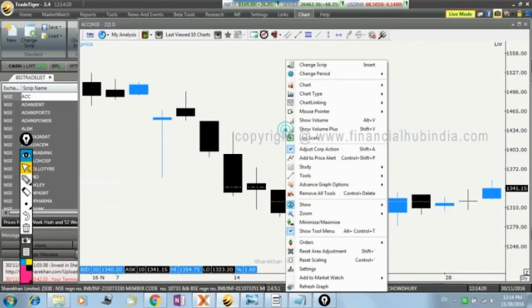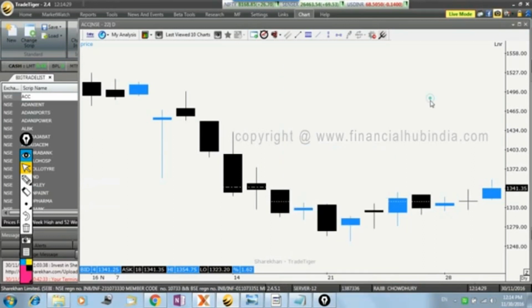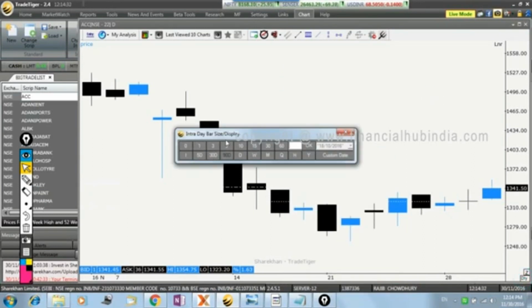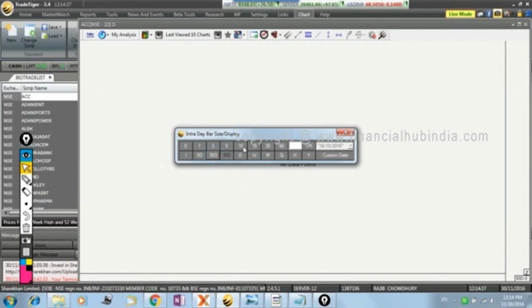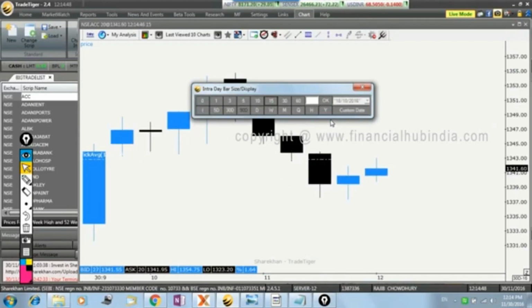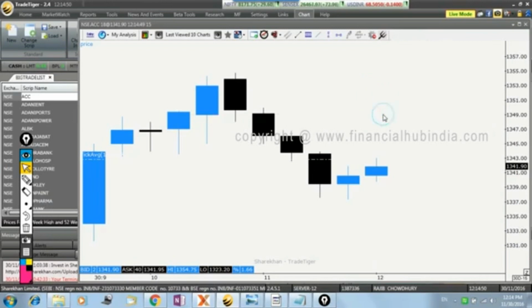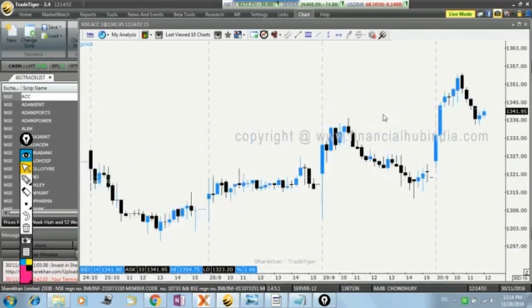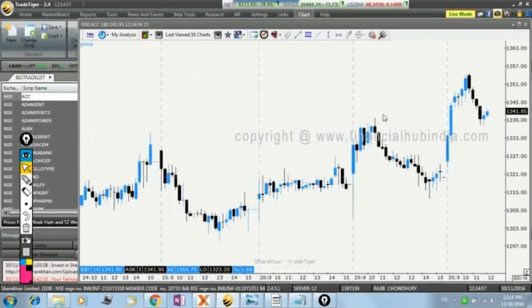Now here, right click, intraday bar size. Where is that? Oops. Anyways, click here. It will give you intraday bar size. Now in intraday you need 5 days data or 30 days data. So I need 30 days data, and which time frame you want? I want 15 minutes. So they will plot it. Right, so they plot it. Plus sign to zoom out, minus sign to zoom in.